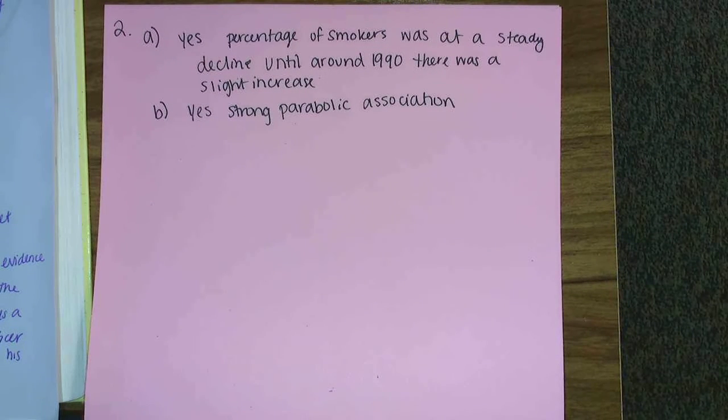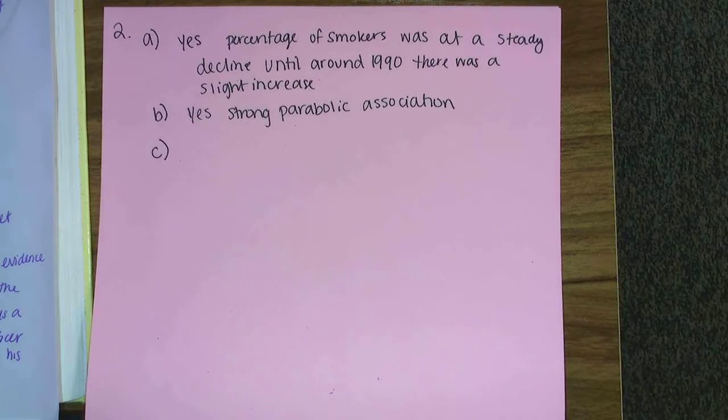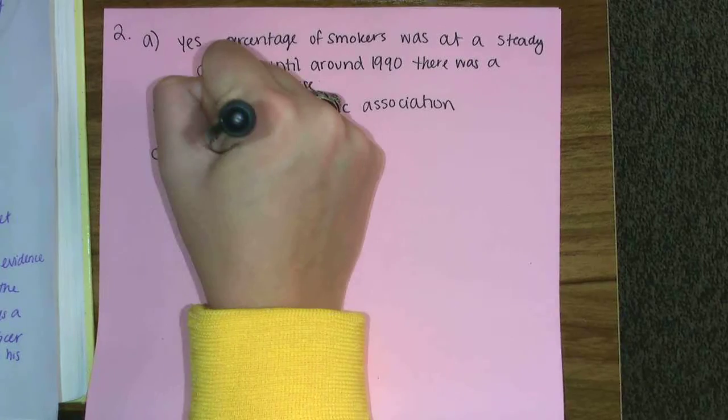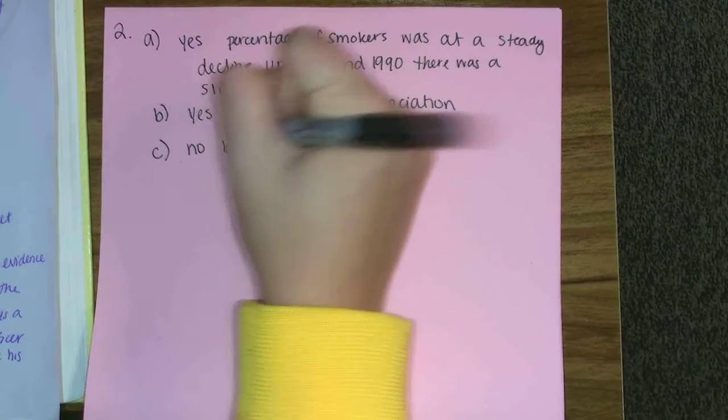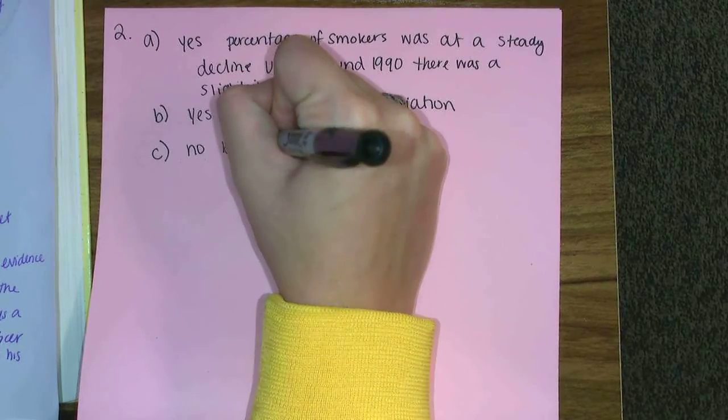Okay, and then C, is a linear model appropriate? Yeah, no, because it's already parabolic. Or no, because the shape of the scatter plot. Because it technically is a scatter plot. Okay, it just is a steadily decreasing scatter plot.